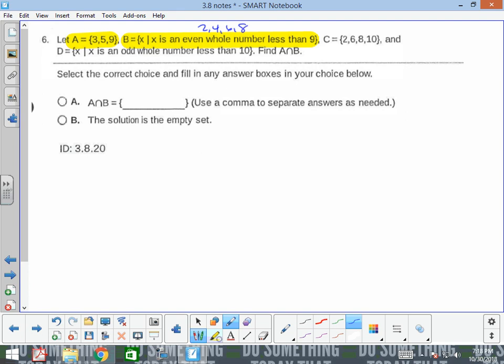C is 2, 6, 8, and 10. D is an odd whole number less than 10. So that's 1, 3, 5, 7, 9. Odd whole number.